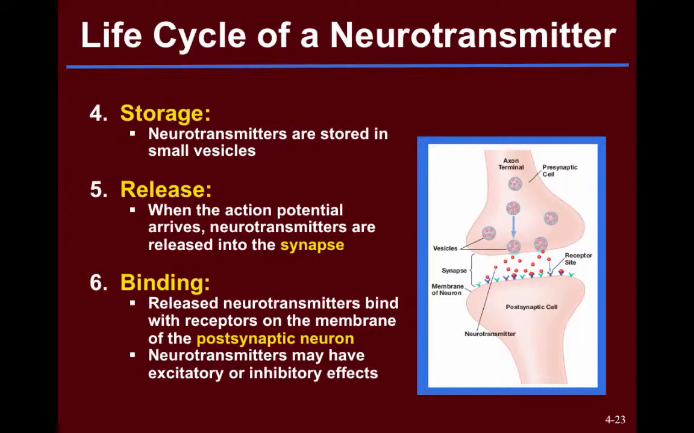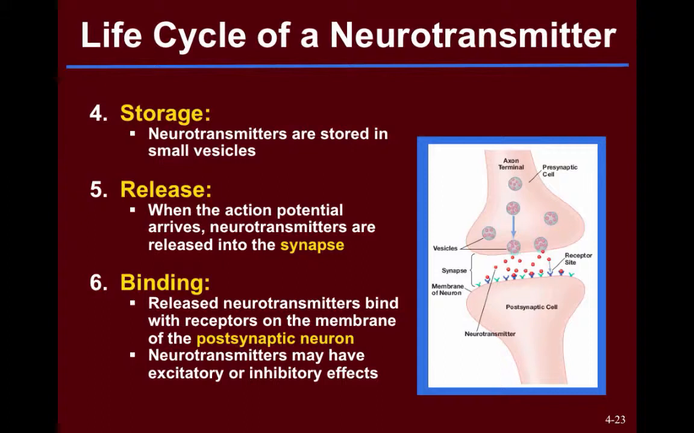So our fourth step will be storage, where the neurotransmitters are stored in the vesicles. We saw that in the video on the neuromuscular junction. And then release. When that action potential arrives, that electrical signal traveling along the cells, then the neurotransmitters are released into the synapse, or that space between the nerve cells.